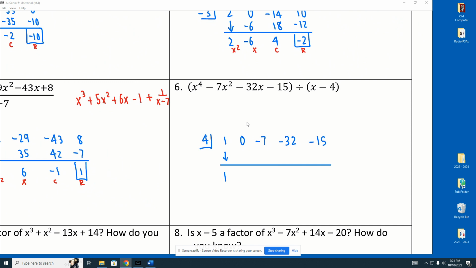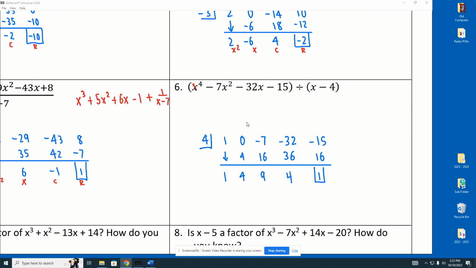We're going to multiply combine. 4 times 1, 4. 0 plus 4, 4. 4 times 4, 16. 16 minus 7, 9. 9 times 4, 36. 36 minus 32, 4. 4 times 4, 16. 16 minus 15 is 1. Last thing, last one we have to write the answer this way.